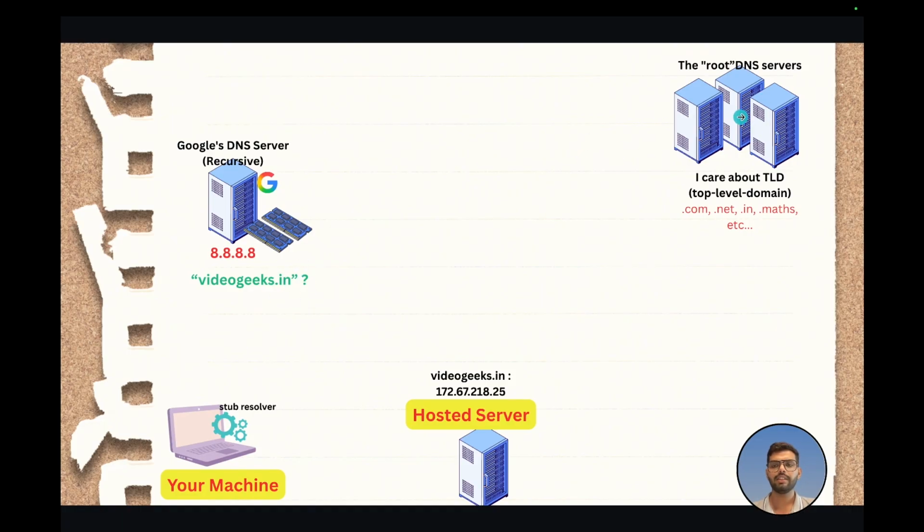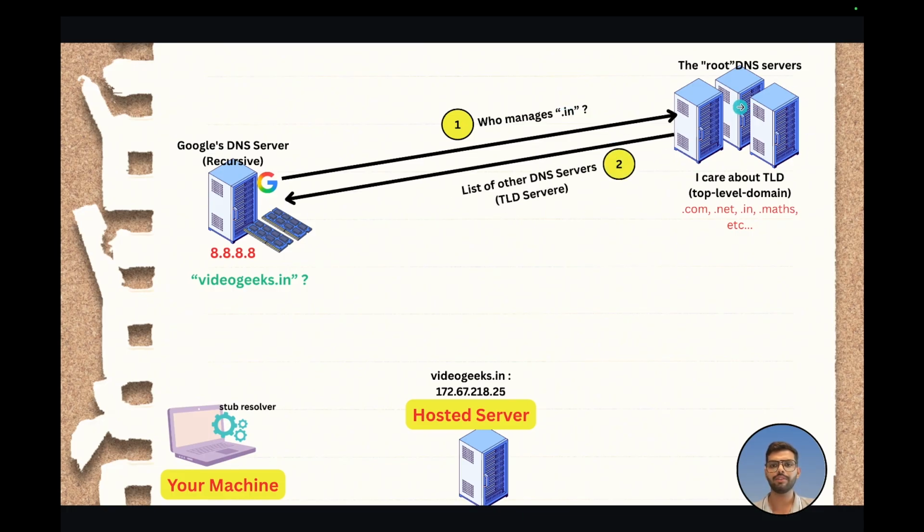So these are top level domains. These DNS servers are like the boss of DNS servers, so they store the information for the other DNS servers that may contain information about a top level domain. So let's say in this case we have .in, that is the top level domain. Google's DNS server will try to find the addresses of the DNS servers that manage .in, and in response this root DNS server will reply with the list of DNS servers, or you can also say TLD servers.